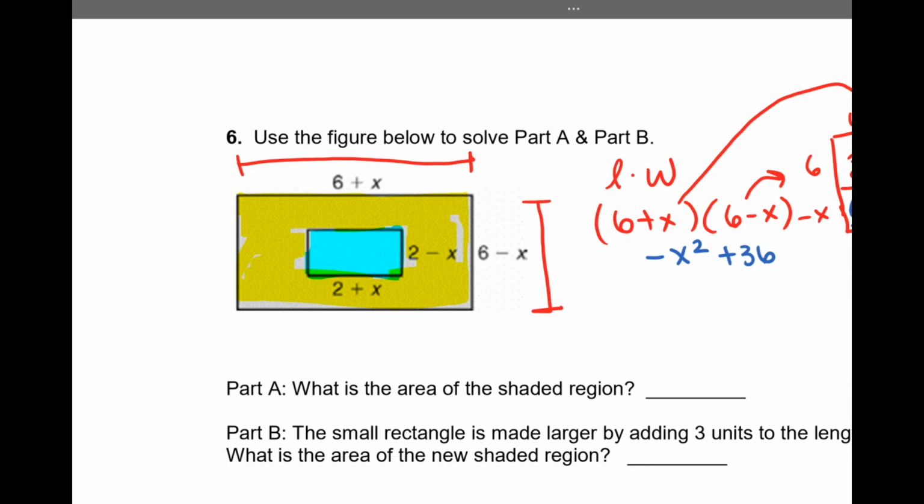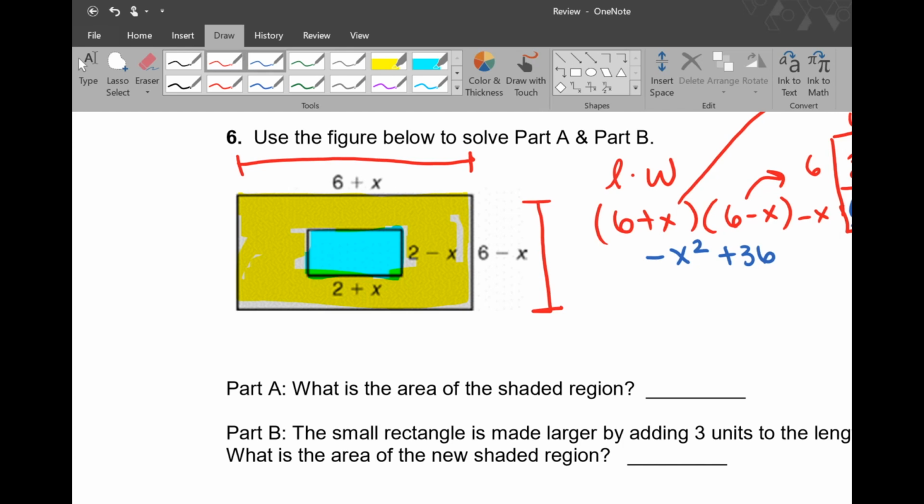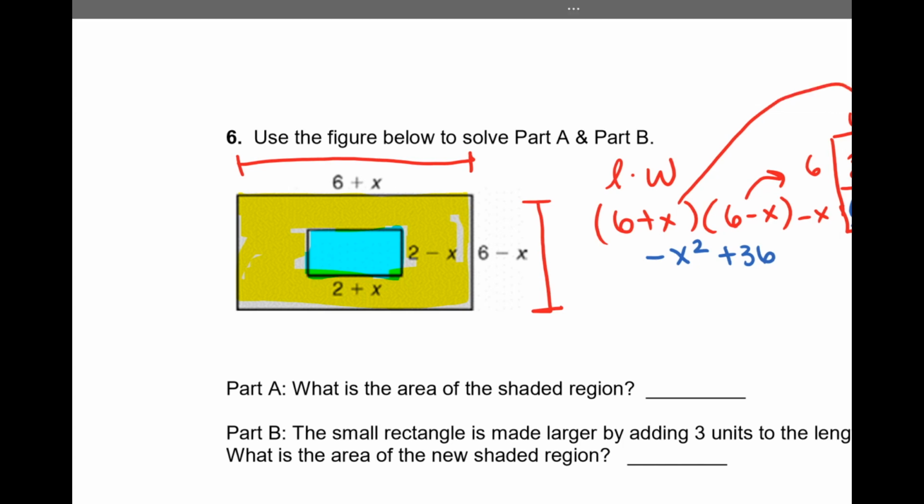But I need to minus the blue section. So how do I find the blue section? Well, I take 2 minus x and I multiply it by 2 plus x. And all I'm going to do is find the area of the blue section. So the area of the blue section is 2 minus x and 2 plus x. So let's find that area. 2 times 2 is 4. 2 times negative x is negative 2x. 2 times x is 2x. X times negative x is negative x squared.